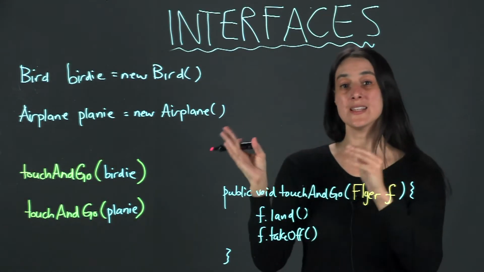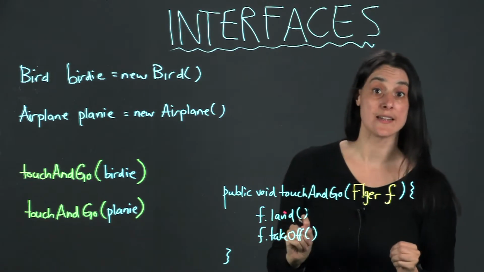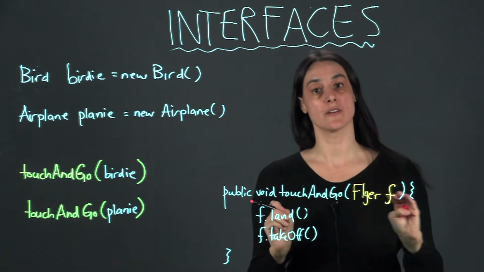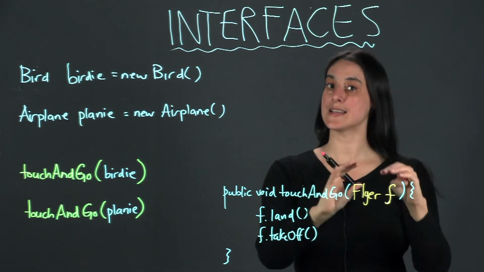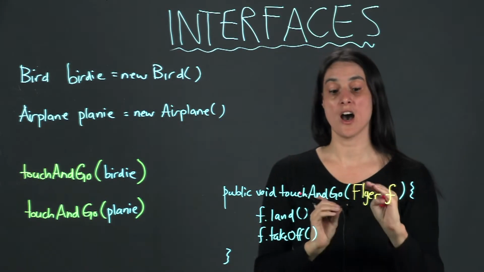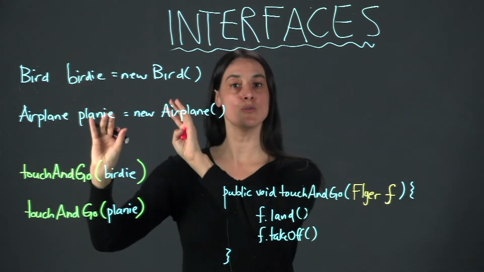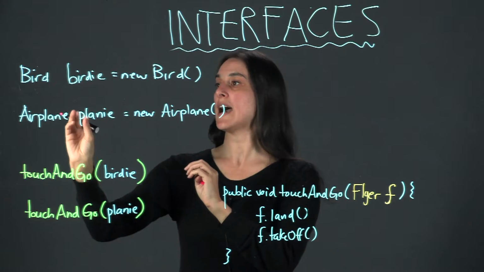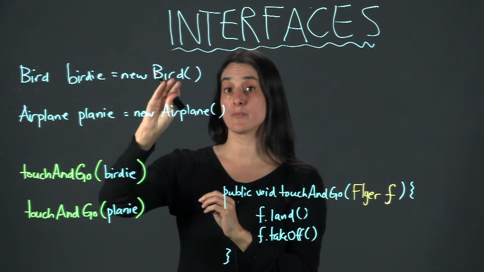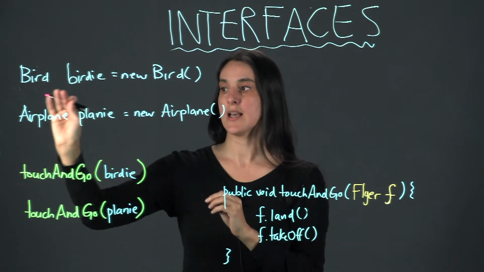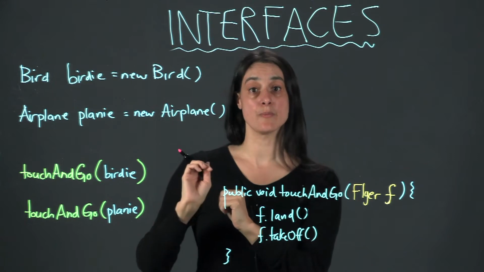So when passing parameters, the thing that really matters is substitutability. That means that if you have a parameter that's declared to be a particular type, you can pass in any subtype of that type. So here we have two variables declared. We have a birdie and a planey. Birdie has an actual type of bird and an apparent type of bird. And planey has an apparent type of airplane and an actual type of airplane.